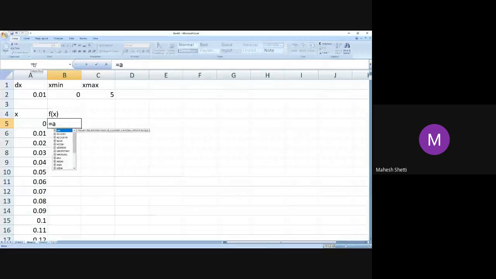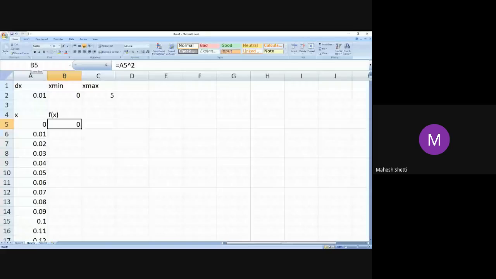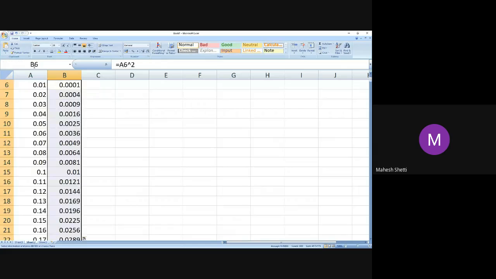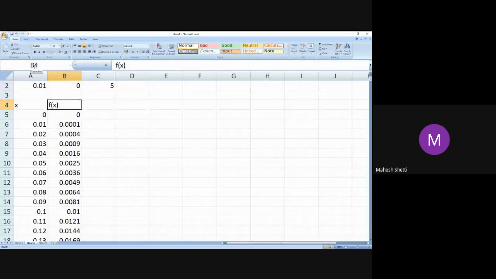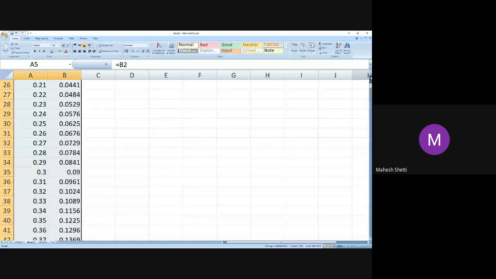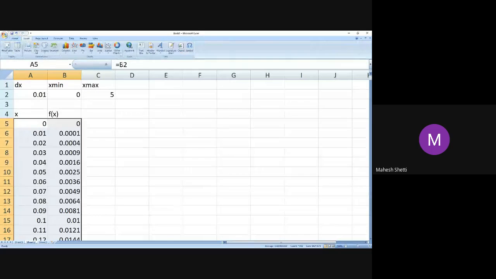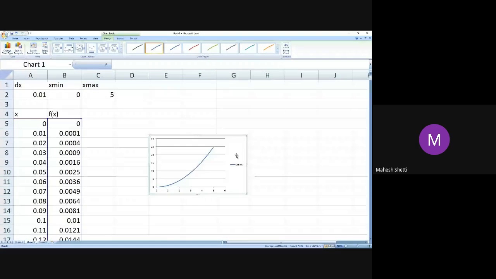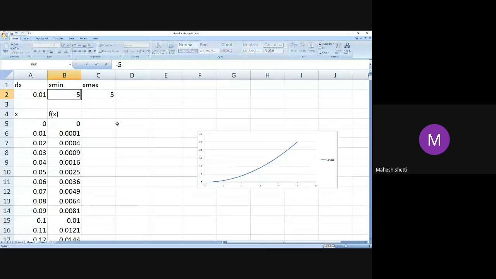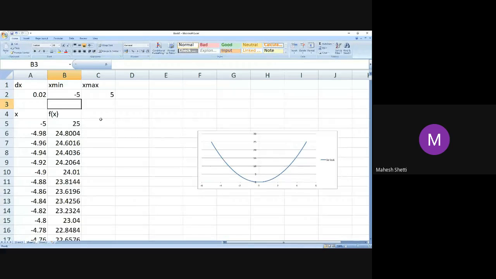Okay, so I take A5 square and paste it down. What I'm going to do now is I'm going to take this, plot this first for graphical understanding part, and you know it is a parabola, and let me take say -5 to +5. So you know it is a parabola, it looks like a nice parabola.